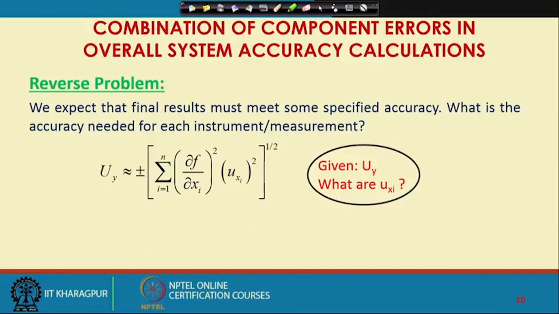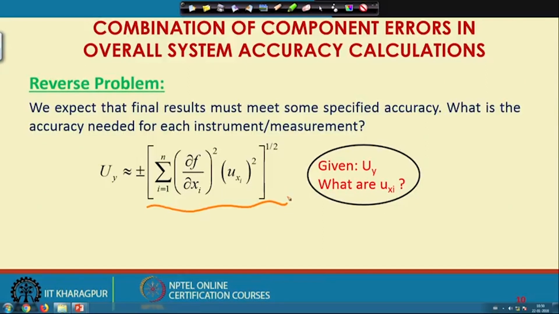Now, in this expression, in case of forward problem, u x i were known. So, if the functional form of f is known, you can compute the sensitivities by taking the derivatives del f del x i and then just use this relation to compute the overall uncertainty in case of forward problem.